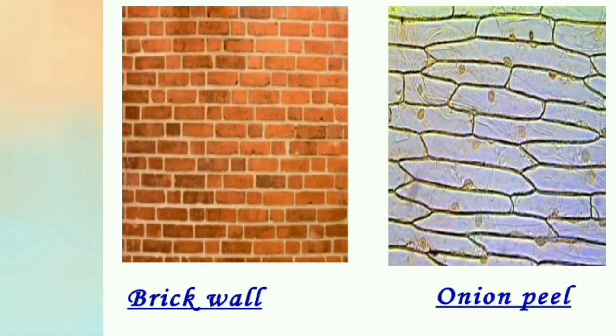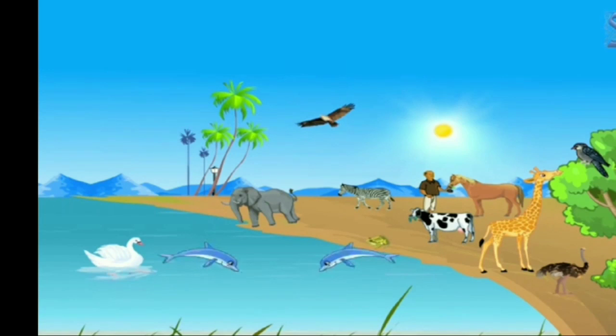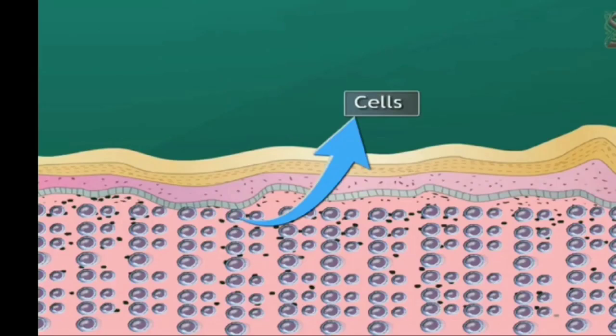Now see the figure, brick cells and onion peel. They both have a similar structure. Bricks are the basis of any building. Similarly, cells are the basis of living things. Then see different animals, plants, all the living organisms, they are made up of cells.